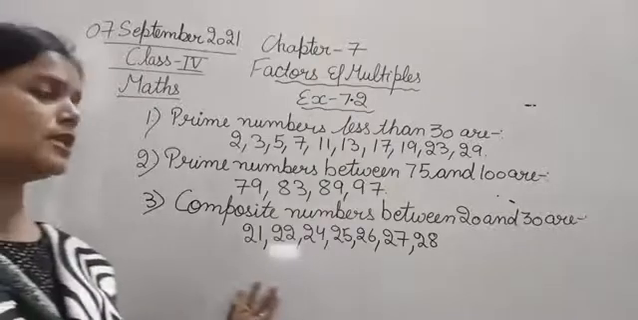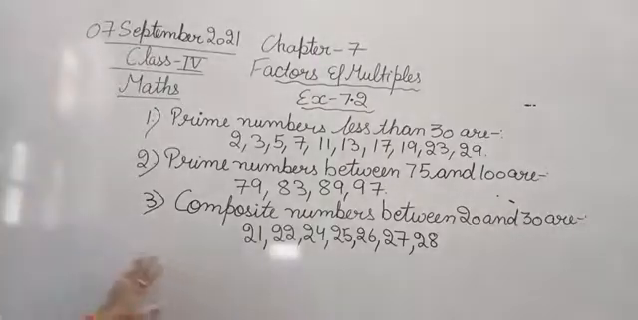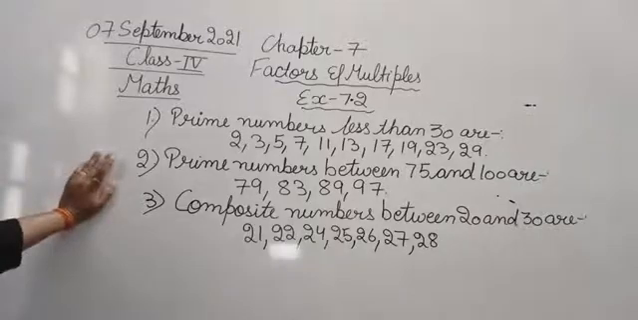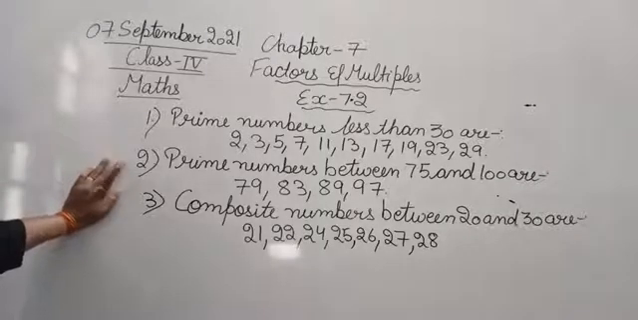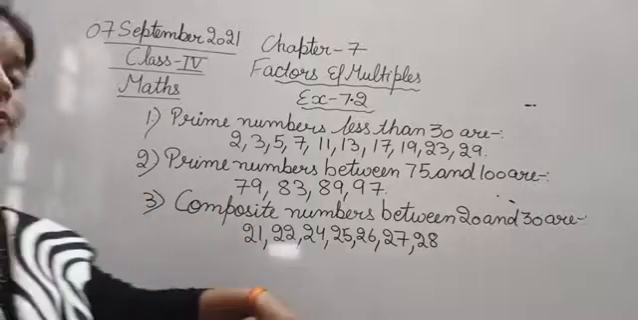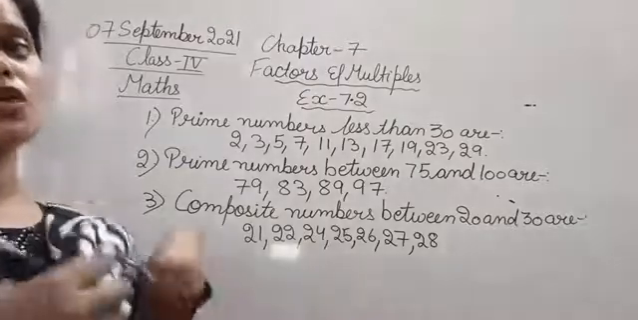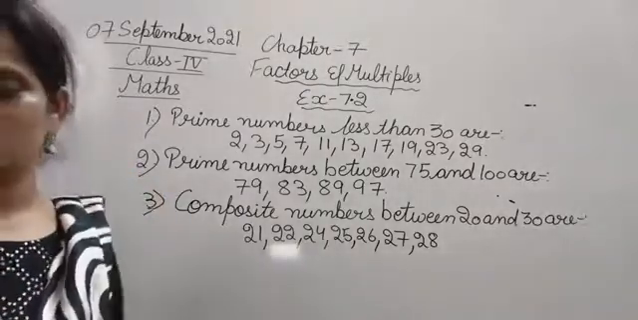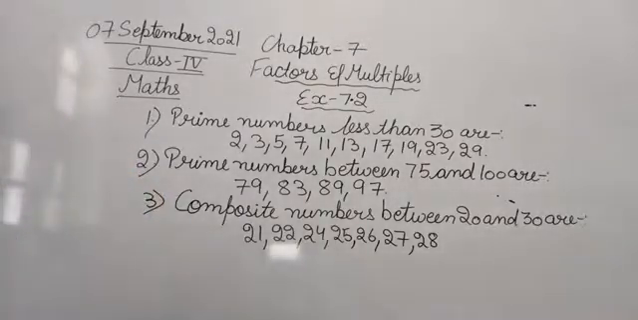So this is the solution for question number 1 and 2. So just remember, prime numbers have only 2 factors and composite numbers are those which have more than 2 factors. Clear? So you can pause it here and note it down in your notes.